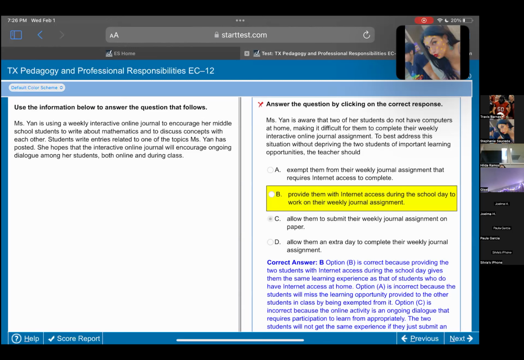Let's do the next one. Does everyone understand why B is a better answer choice than C? Yes. Excellent.